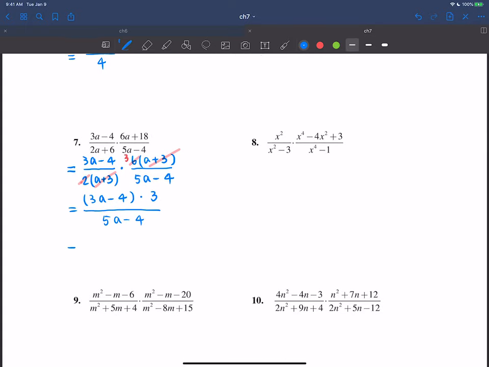On the top, we have to distribute. So we have 9a minus 12. As for the bottom, we have 5a minus 4. And that will be the final expression for number 7.